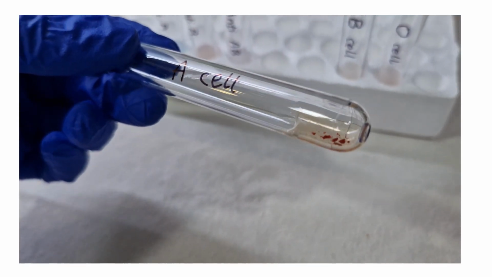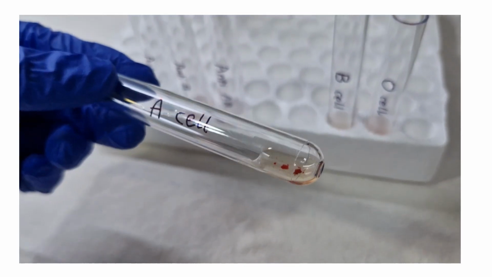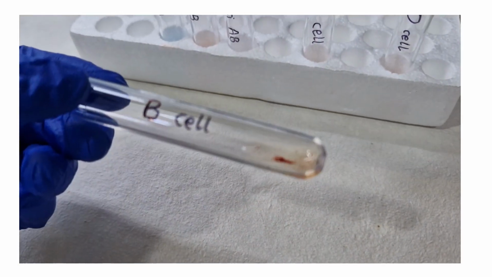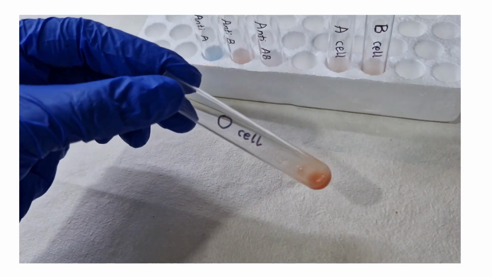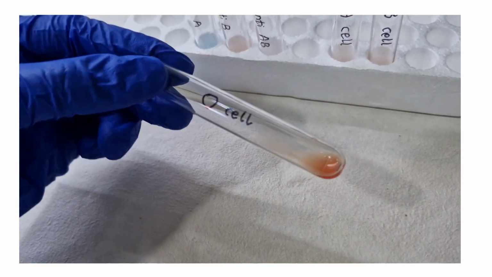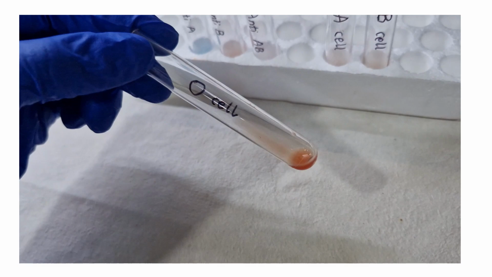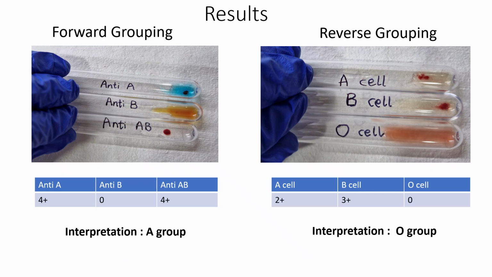Results of reverse grouping, in A cell, there is a 2+ reaction. In B cell, there is a 3+ reaction. In O cell, there is no agglutination. This is a side-by-side analysis of results obtained in forward grouping and reverse grouping. In forward grouping, in anti-A, there is a strong 4+ reaction. In anti-B, there is no reaction. In anti-AB, there is a 4+ reaction.